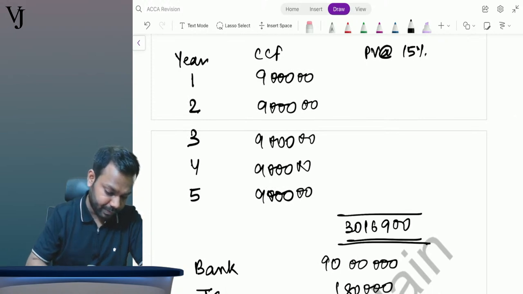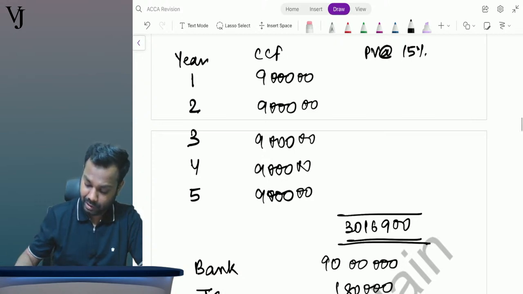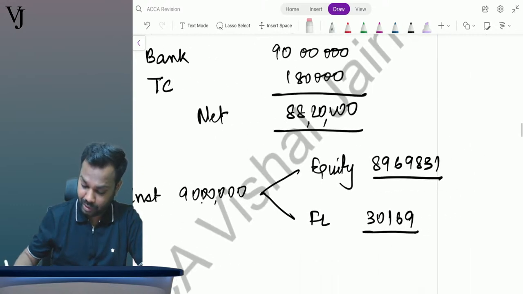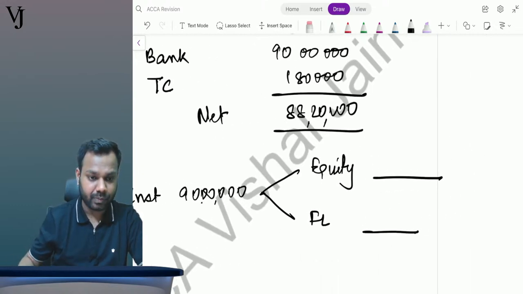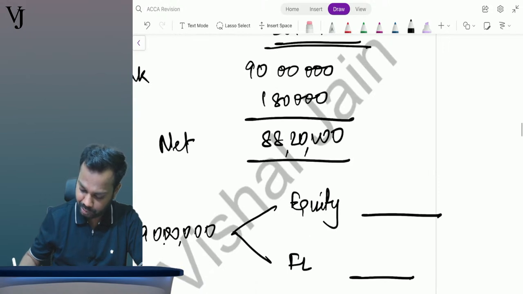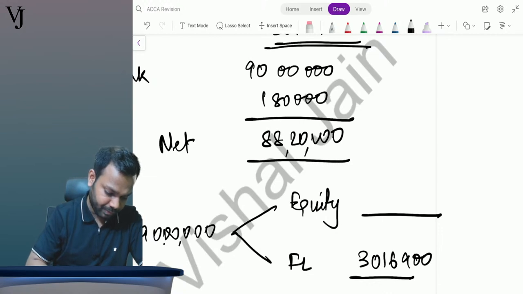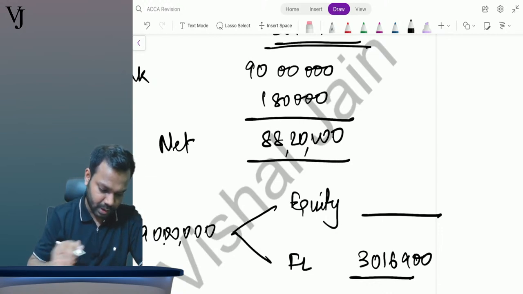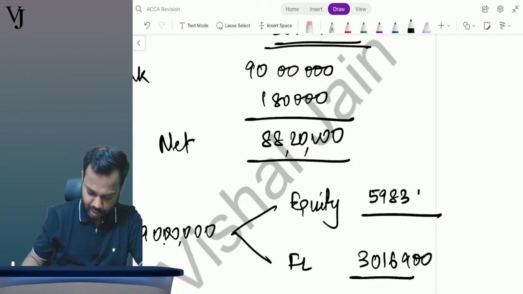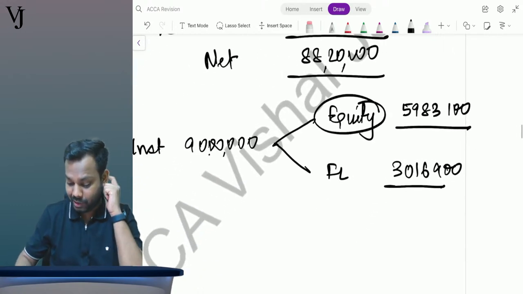Let me check the figures. It's 30169400. Okay, fine. So now equity will become, these figures will change in that case. So it will become how much? 30169000. And equity will become how much? 5983100. Okay. Now this is my equity and this is my financial liability.